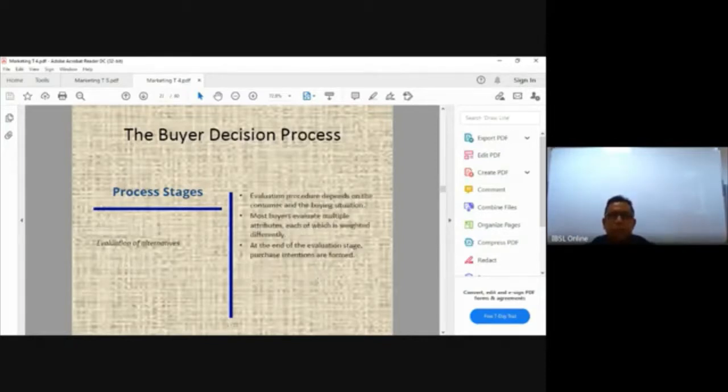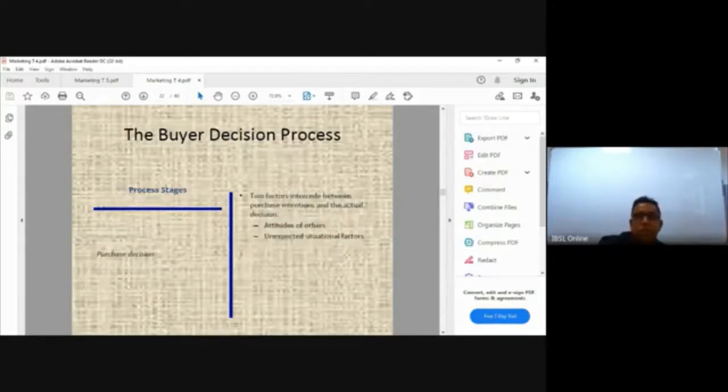Evaluation, as we already explained: the evaluation procedure depends on the consumer and the buying situation. Most buyers evaluate multiple attributes, each of which is weighted differently, as I said. In the previous example, the multiple attributes are the criteria, each of which is weighted. Importance score is given. At the end of the evaluation stage, purchase intentions are formed. So basically when you get the highest marks for a particular brand of product or service, then you will have a purchase intention for that.